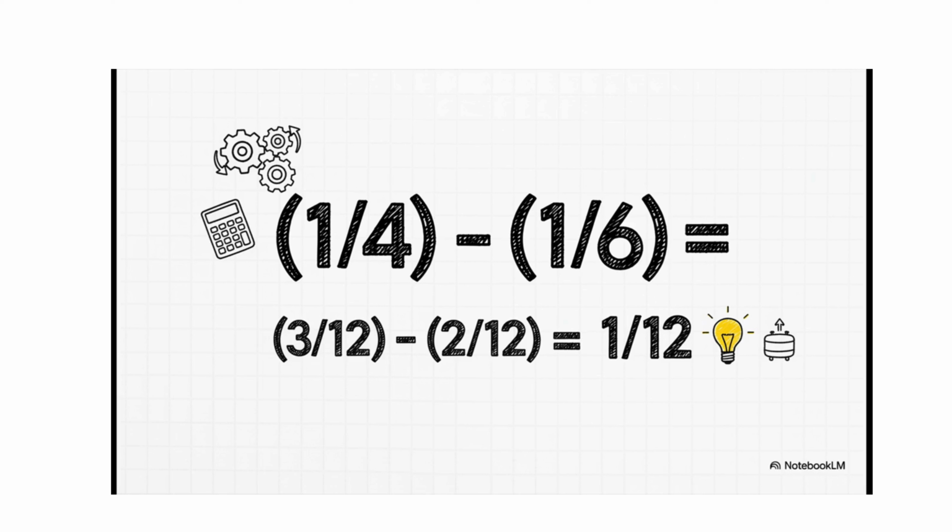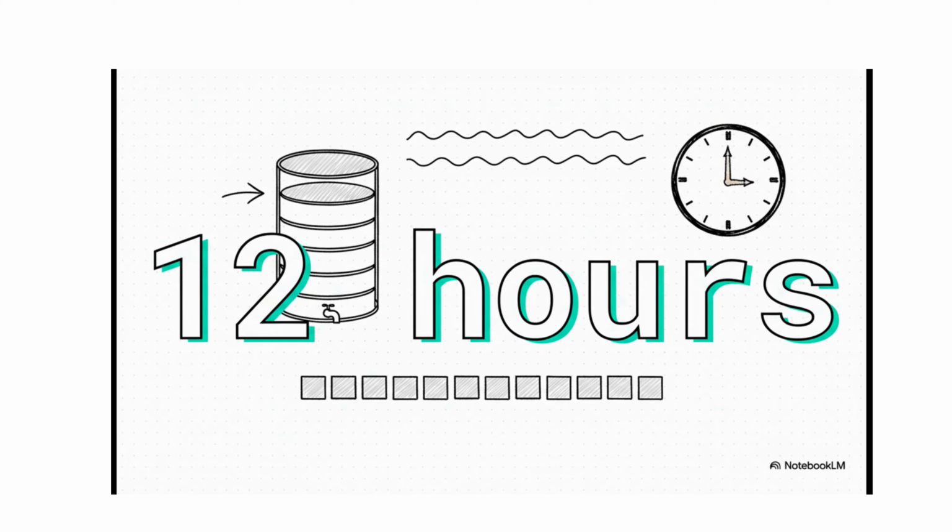So we find a common denominator, and boom. We see the net rate is 1/12. That means the tank is filling up by 1/12 of its total size every single hour. So let's think about that. If it's filling up by 1/12 every hour, how long is it going to take to fill the whole thing? You got it, 12 hours. That's the answer our model spits out.